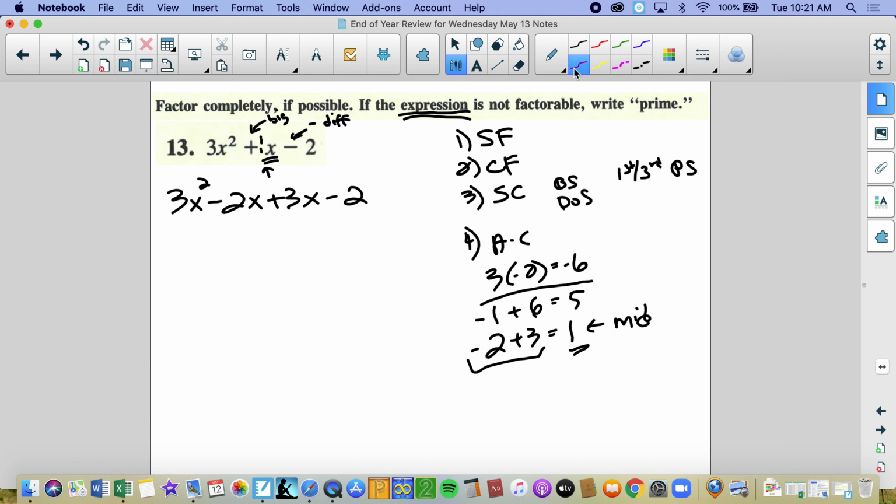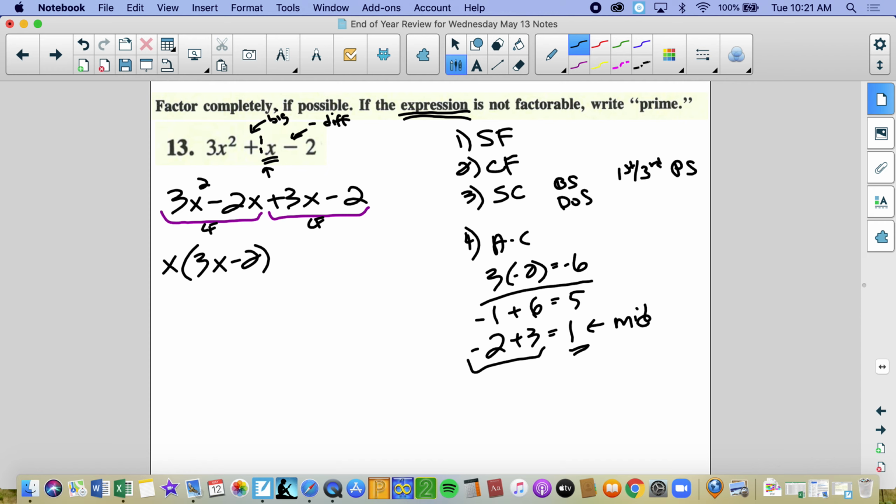Now we're going to group, factor by grouping. We're going to group the first two. We're going to group the second two. If I look here, I have an x in common. I look at the coefficients, 3 and negative 2. There's no common factor. I look at the variables, x squared and x, and I can take an x. So I can take an x out, and that leaves me with 3x minus 2. I love this, right? We're looking for common factors. This is a really good problem.